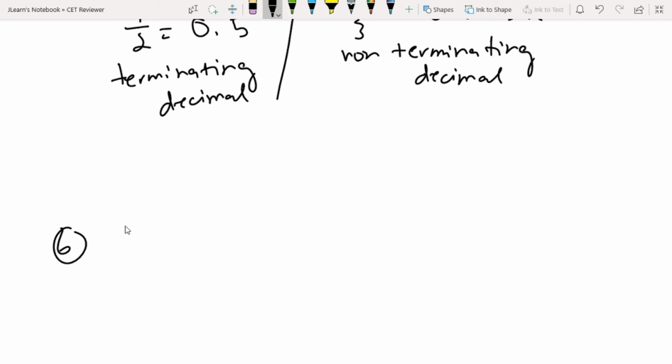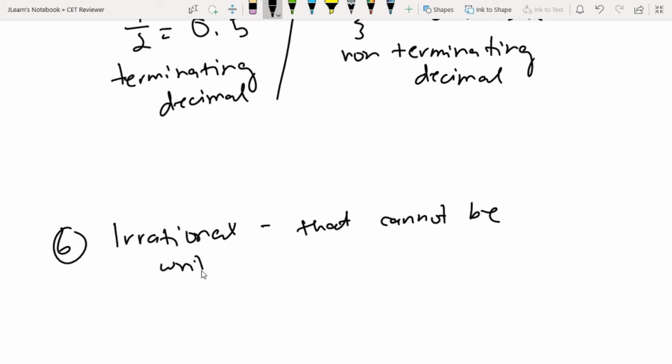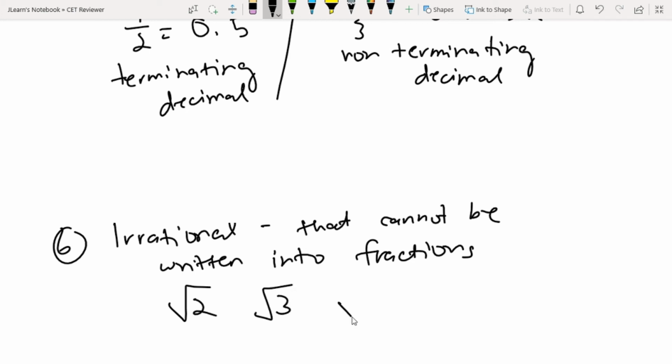So, yun naman papasok yung irrational numbers. Okay? So, basically, irrational numbers ay numbers that cannot be written into fractions. So a very simple example of this is square root of 2. Also, square root of 3, no? Or square root of 5, no? So yung mga square root na yan, irrational numbers yan.